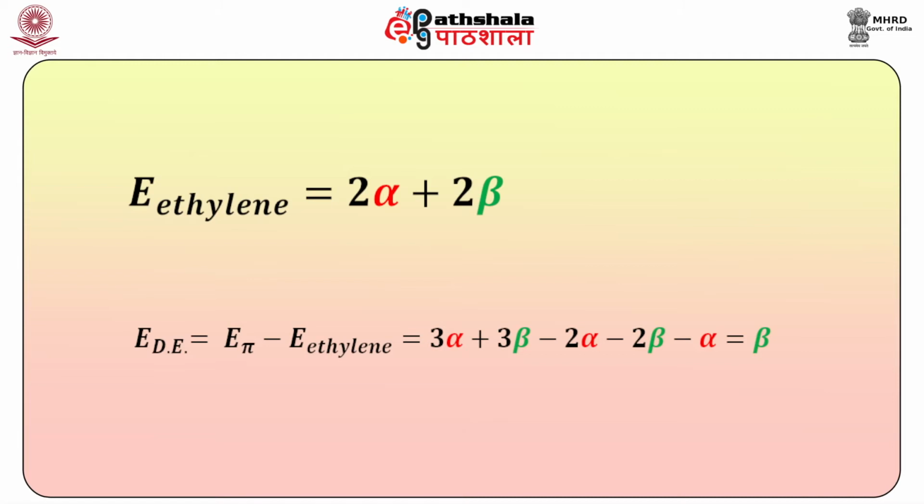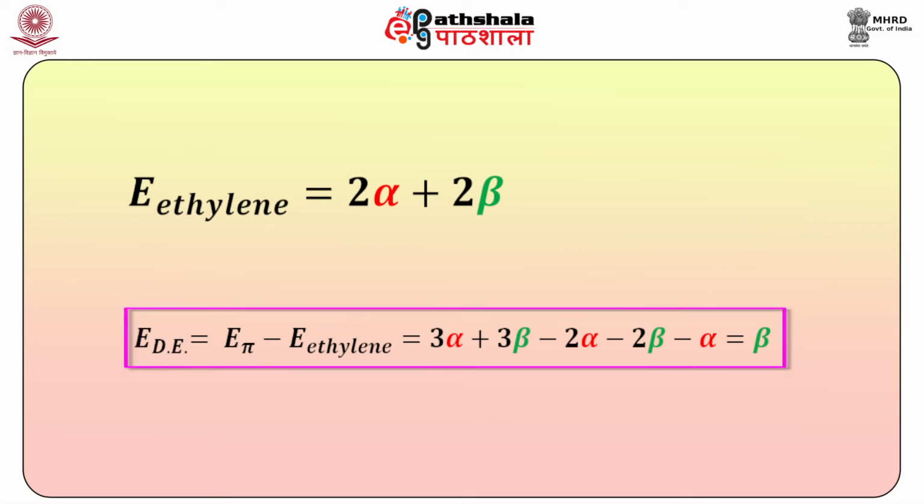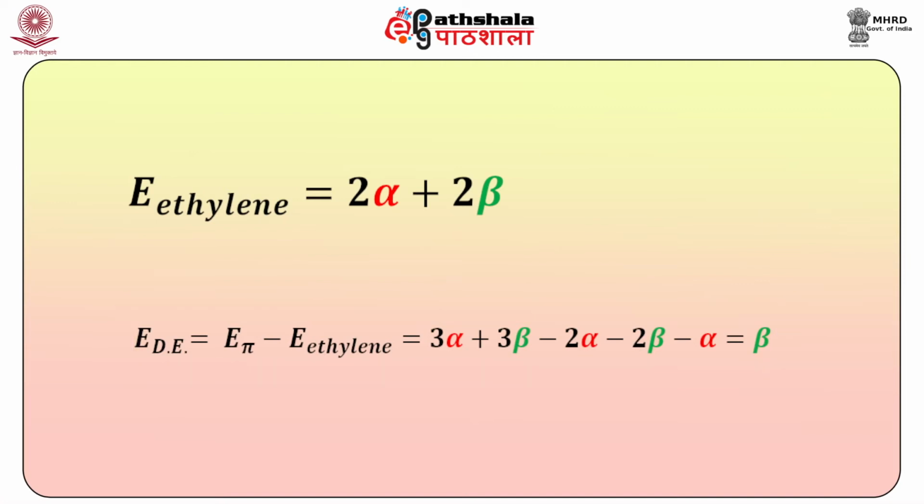So the resonance energy becomes equal to 3 alpha plus 3 beta minus 2 alpha minus 2 beta minus alpha. And if we solve it, it comes out to be beta. That means cyclopropenyl radical is stable by a factor of beta in comparison to an isolated double bond and one carbon atom containing pi electron. So this would be basically resonance energy, or we can also call it delocalization energy.